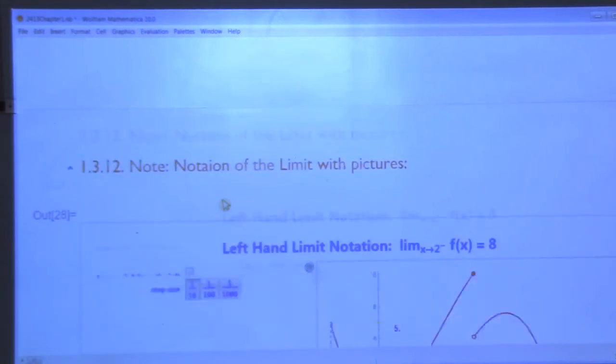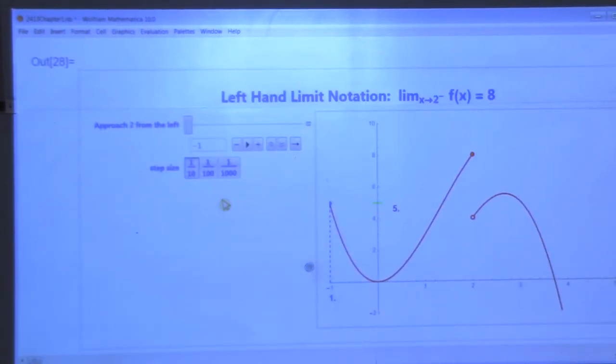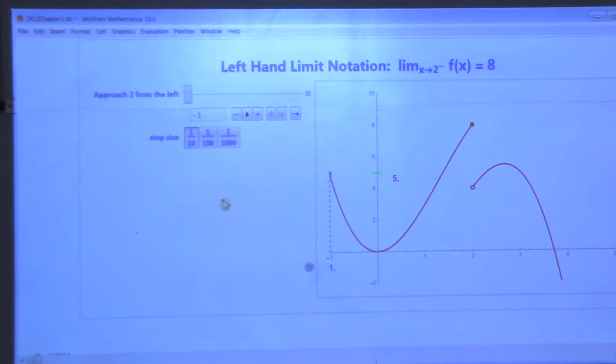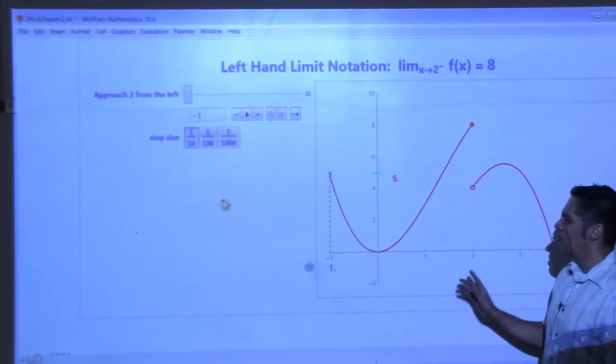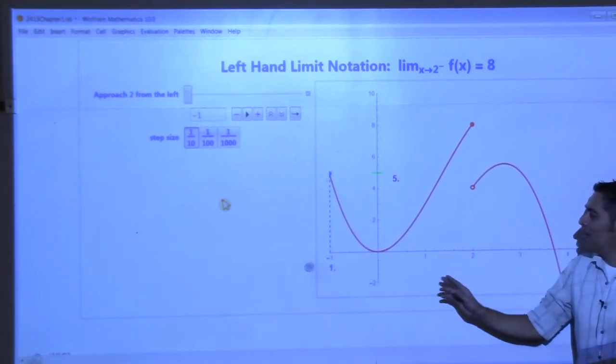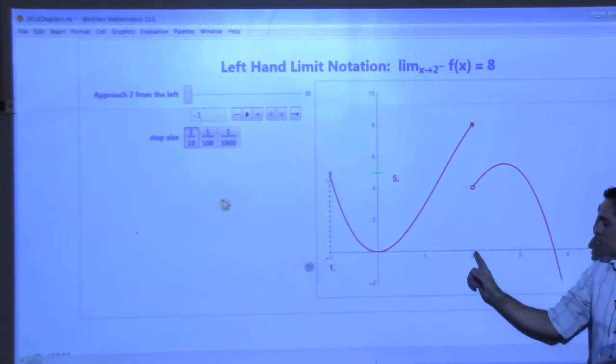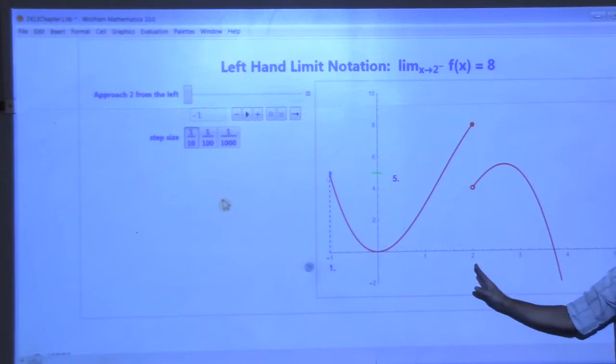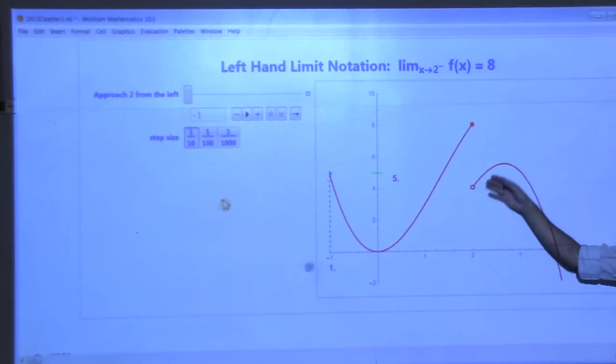Okay, so let's go back to this right here. What is the left-hand limit of this function? Right-hand limit? 4. I didn't say as x approaches 2, I should have said that. What's the left-hand limit as you approach 2? It would be 8. Right-hand limit as you approach 2 would be 4.